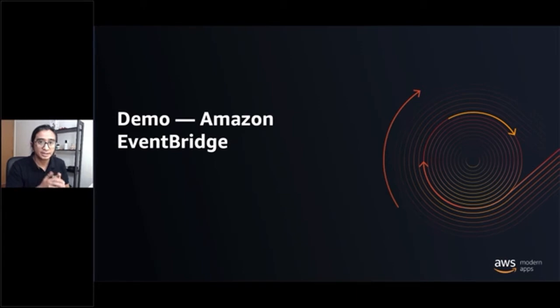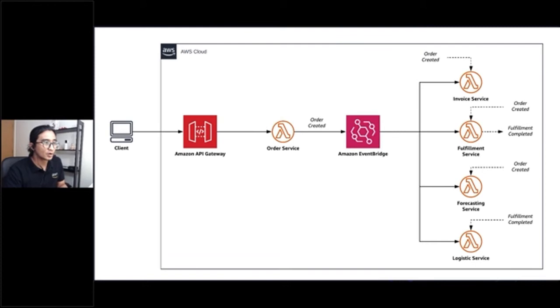Okay, so let's see Amazon EventBridge in action. In this demo, we're going to see how Amazon EventBridge can solve the synchronous API design challenge by changing the architecture, leveraging EventBridge as an event router to handle the asynchronous communication between services. So this is how it looks.